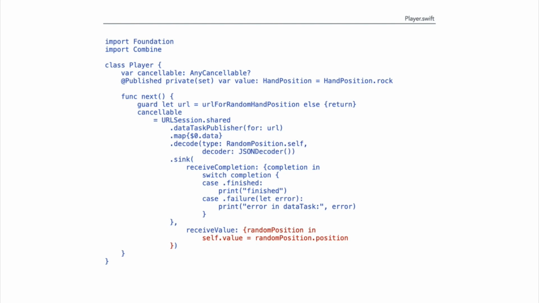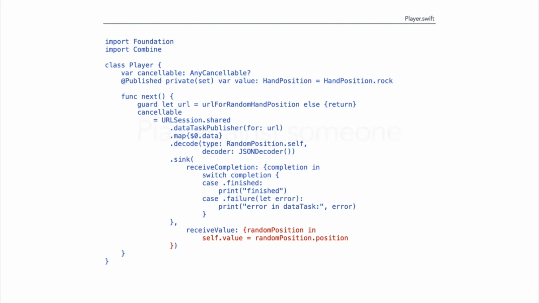It's just different if I receive a value because the value is going to be of type RandomPosition. The JSON decoder transformed me from having a publisher of data that could fail to a publisher of random position that could fail. And so if I receive a value, it is a value of type random position. I reach inside random position, grab the position, and assign that to value. And that's how we deal with JSON.